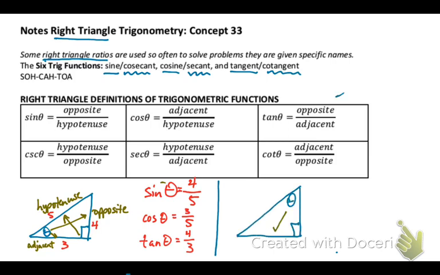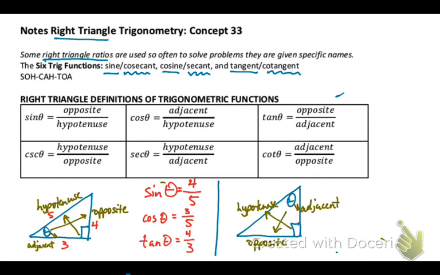Now the sides that are opposite and adjacent depends on where you label the angle. So now in this triangle, if I label the other angle theta, that means the side on the bottom is opposite because we always talk in terms of an angle. Hypotenuse is always across from the right angle, and the adjacent is the side that touches the angle you're talking about that's not the hypotenuse.